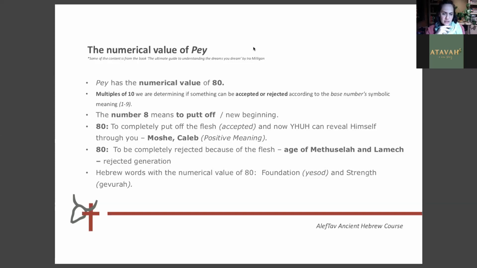Some other Hebrew words with the numerical value of 80 are the word foundation and the word strength. And this was also interesting to me because the ripe old age of 80 was an age of strength where Moses was able to walk again in that authority, and also Caleb. You won't think of a man of 80 as being somebody who possessed strength, but I think it's about having that strength of character that Abba brought forth in his fires and in his testings.